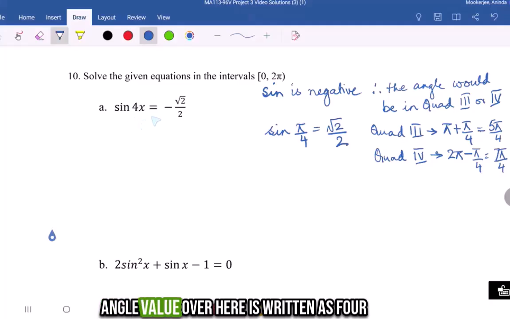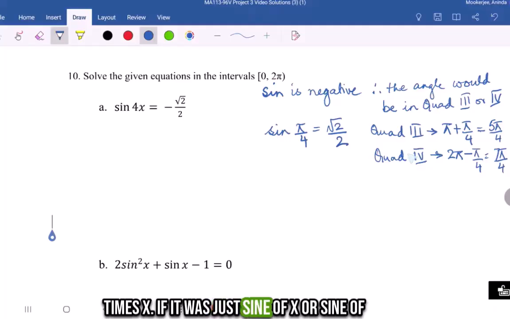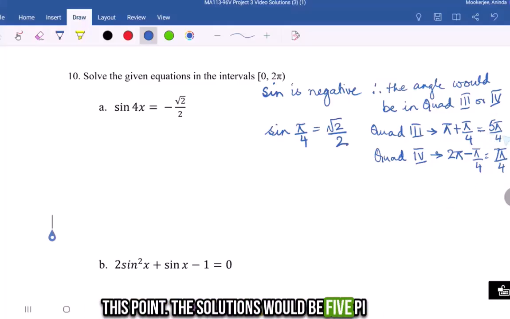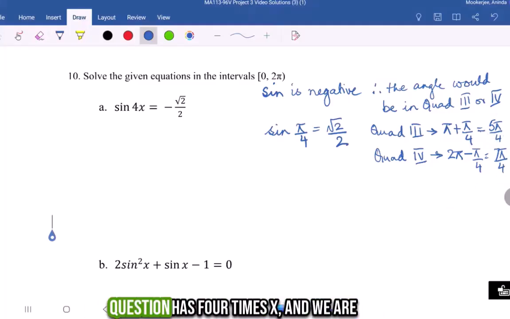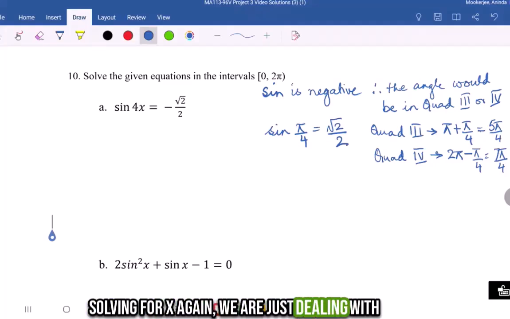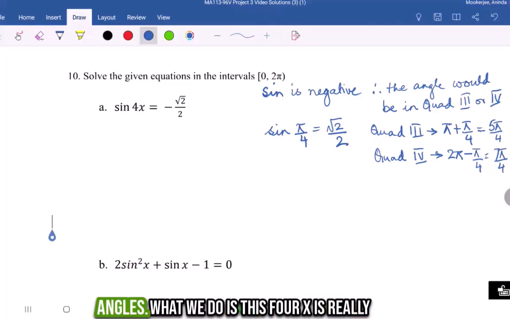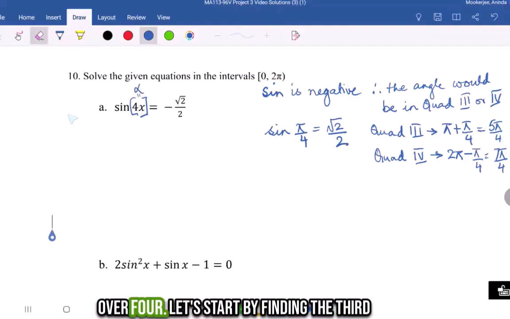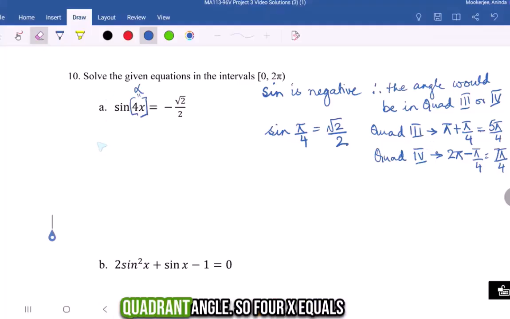The angle value over here is written as 4 times x. If it was just sine of x or sine of alpha, solve for alpha, you would be done at this point. The solutions would be 5 pi over 4 and 7 pi over 4. The question has 4 times x and we are solving for x. Again, we are just dealing with the third quadrant and fourth quadrant angles. What we do is this 4x is really our alpha value. We equate 4x to 5 pi over 4. Let's start by finding the third quadrant angle.